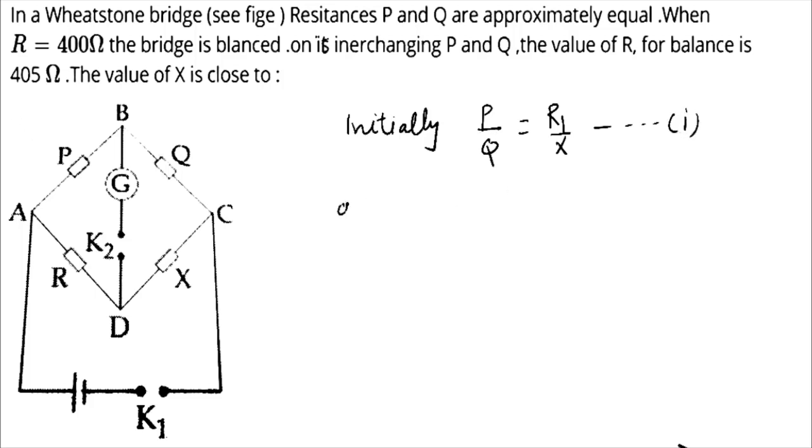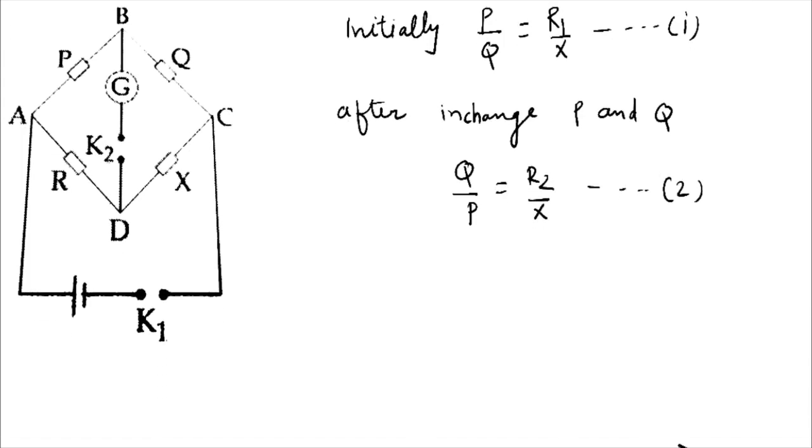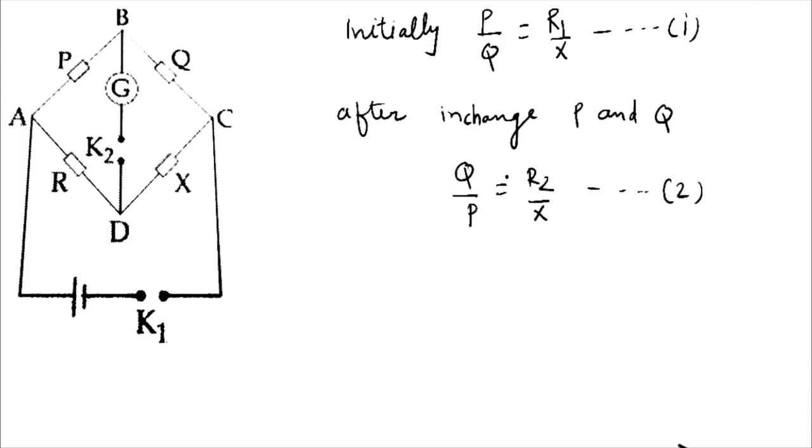Now after interchanging P and Q, we get Q divided by P equals R2 upon X. So it is our second equation. Now from the first and second equations, we multiply both. We get P upon Q into Q upon P. Q will cancel out, P will also cancel out, and we get R1 R2 divided by X square. On solving this equation, we get X equals root of R1 R2.